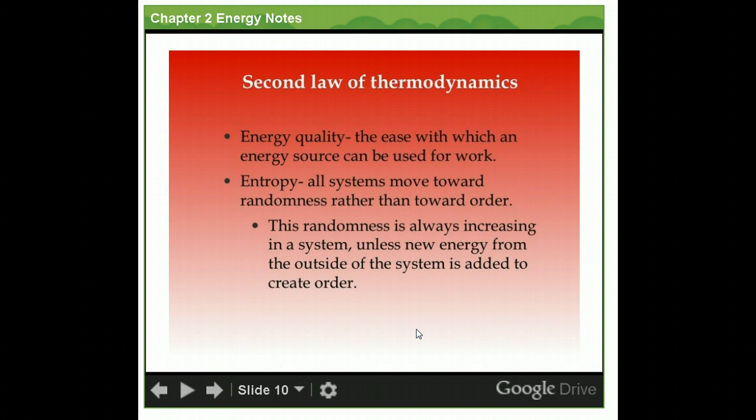So regarding the second law of thermodynamics, we can talk about energy quality. That's how much useful work we're going to get out of something. And we also need to talk about entropy. Entropy means that in the natural world, things go from ordered systems to disordered systems, and that's just the way we found it to be. So it's a law. Entropy is a law. And it means that things are going from organized things into disorganization naturally, unless we put a bunch of energy into the system.